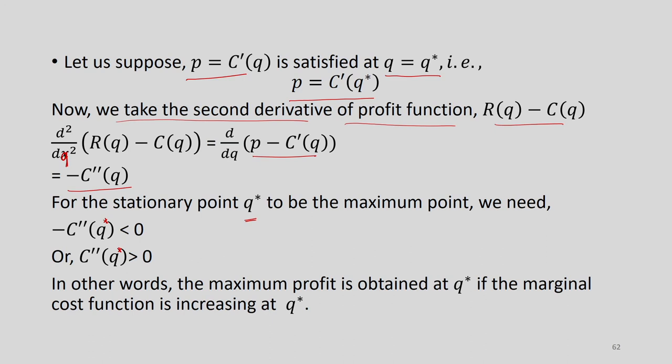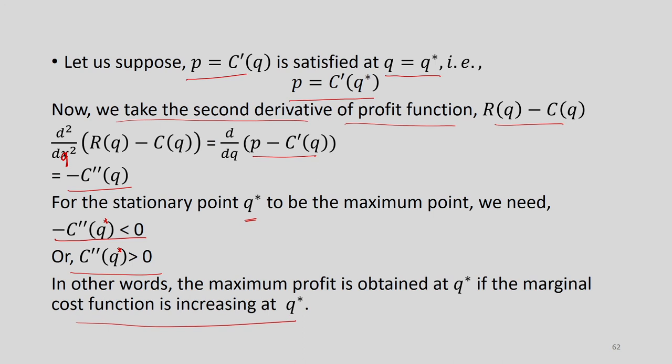Minus c double prime q star should be less than 0, because we need the profit function to be concave. For a concave profit function, the second derivative should be less than 0. That is what I have written here. And if we multiply both sides by minus 1, I get c double prime q star to be greater than 0. In other words, the maximum profit is obtained at q star if the marginal cost function is increasing at q star. That is what it boils down to.